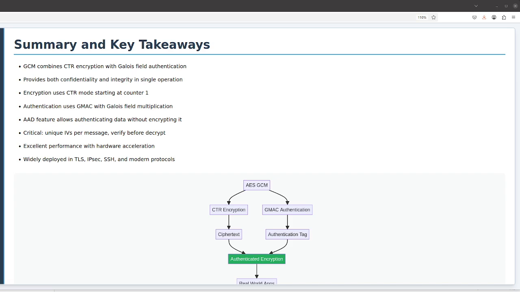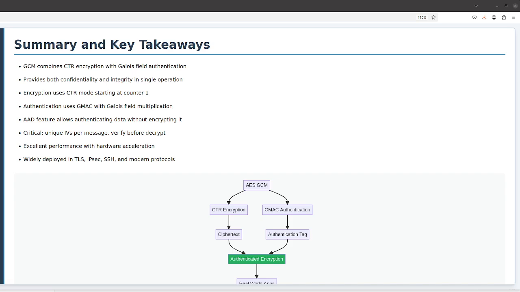The encryption side uses CTR mode with counter blocks starting at 1, while counter 0 is reserved for authentication. The plaintext is encrypted by XORing with a keystream generated from encrypted counter blocks. The authentication side processes the additional authenticated data and ciphertext through Galois field multiplication with an authentication key H, then combines the result with encrypted counter 0 to produce an authentication tag.